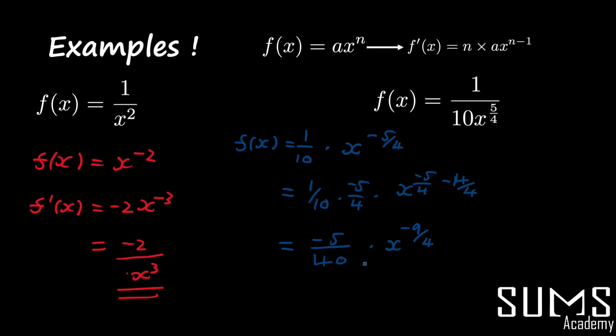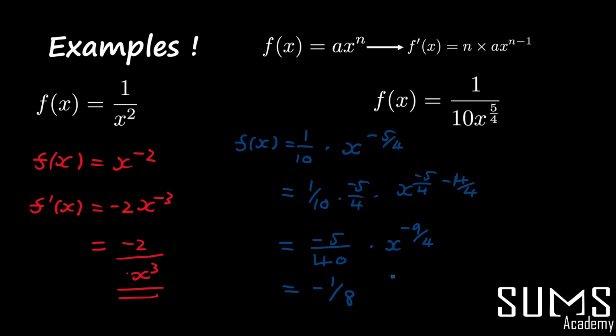Okay, so let's try and simplify this down a bit. 5 over 40 is the same as 1 over 8. Like I said, minus 5 over 4, you could flip this around and go 4 divided by 5. 40 divided by 5 is 8. So 5 over 40 must be 1 over 8. So that's negative 1 over 8.